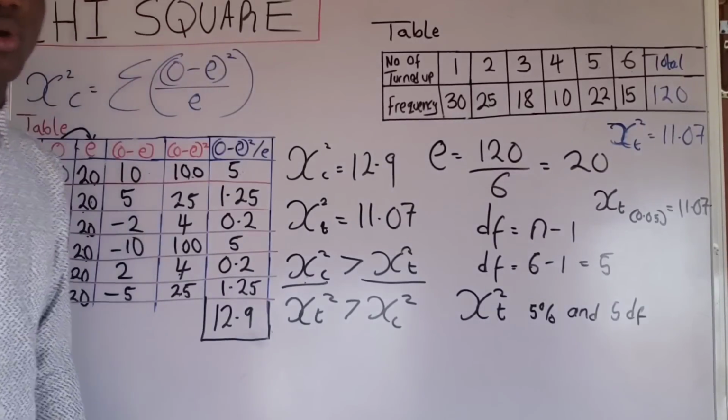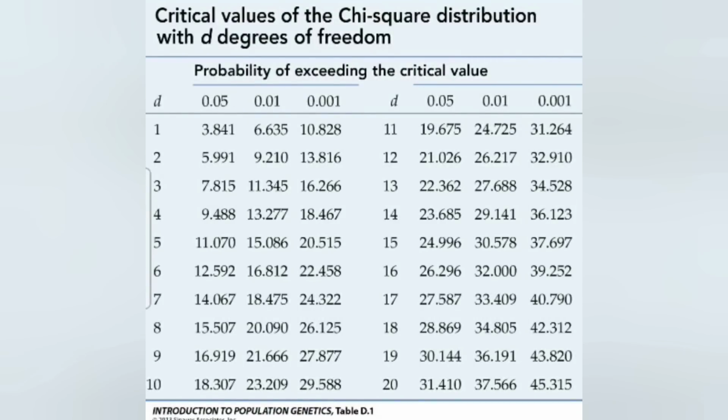Now let's go back to our table. Here we have our critical values of the chi-square distribution with the degree of freedom. This is how a typical chi-square distribution table looks. On these tables, the degree of freedom ranges from 1 to 20. Now, how do we use this table to determine the critical values, perhaps if you are not given one in an exam?